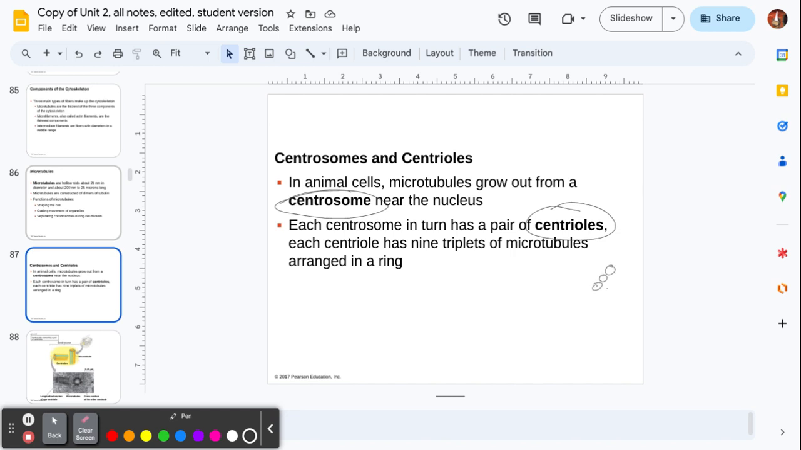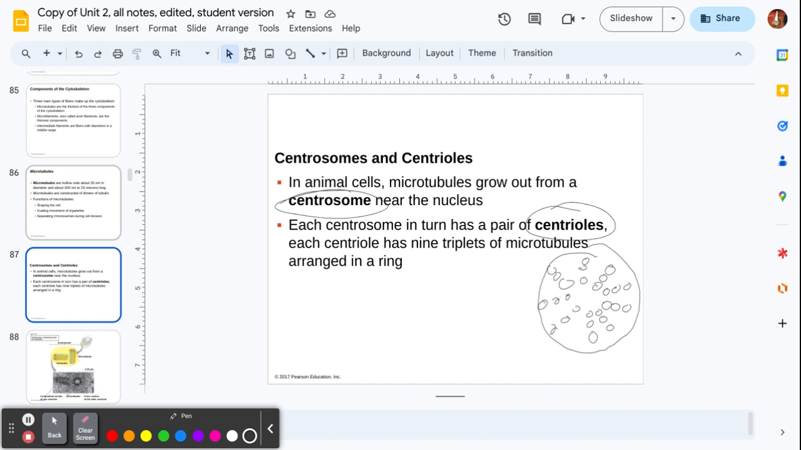1, 2, 3, 1, 2, 3, 1, 2, 3. How many am I up to? 1, 2, 3, 4, 5. 1, 2, 3, 4, 5, 6, 7, 8. Okay, so the microtubules are in a circle like that.